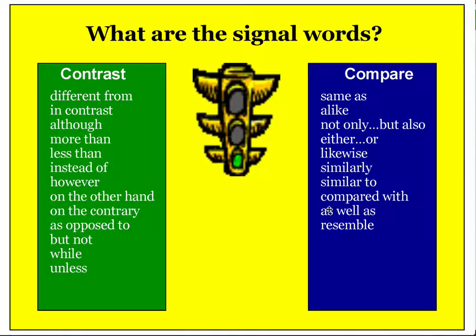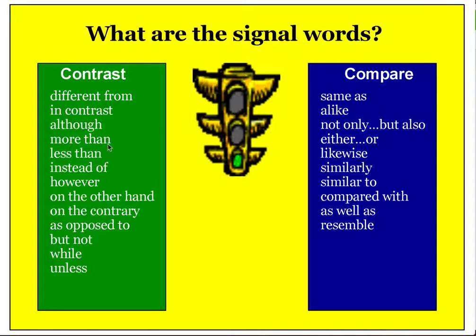But when we're comparing and we're trying to see how they're similar, we'll say same as, alike, not only, but also, either or, likewise, similarly, similar to, compared with, as well as, resemble. So these are just words that we can look for in our books when we know if they're comparing something or contrasting something.